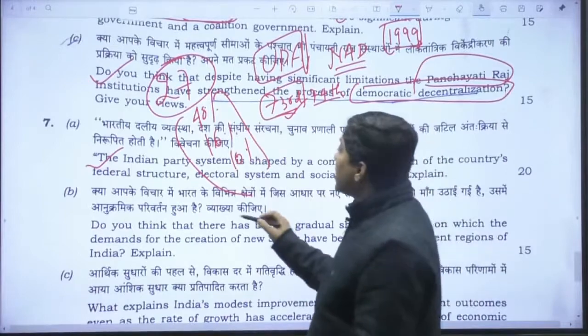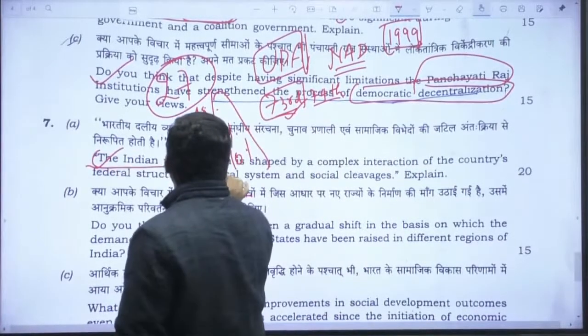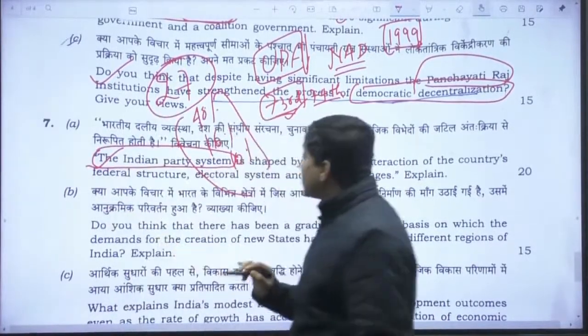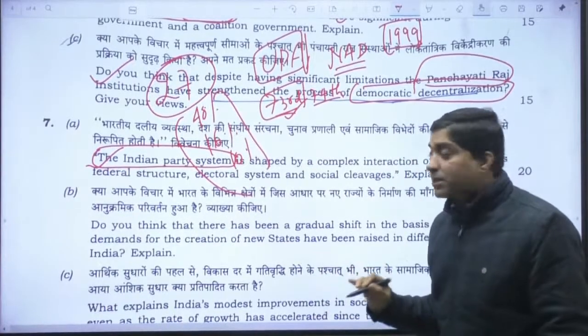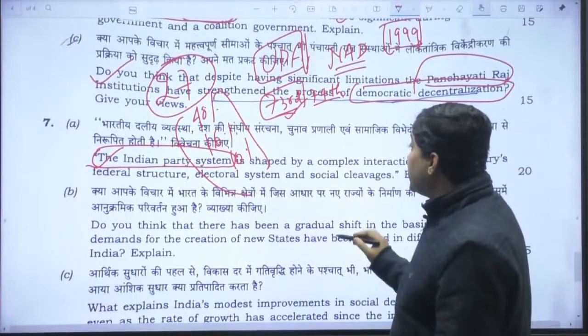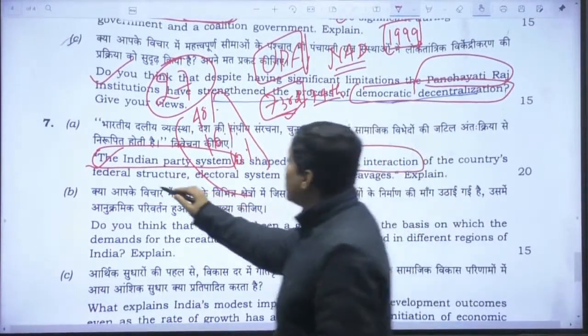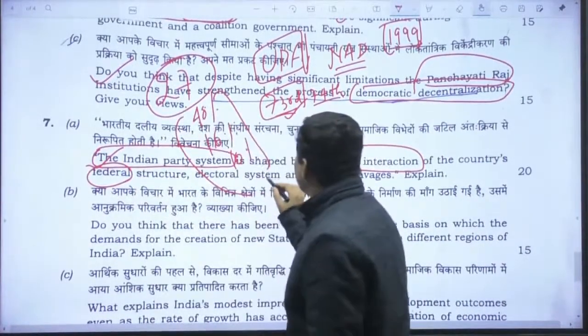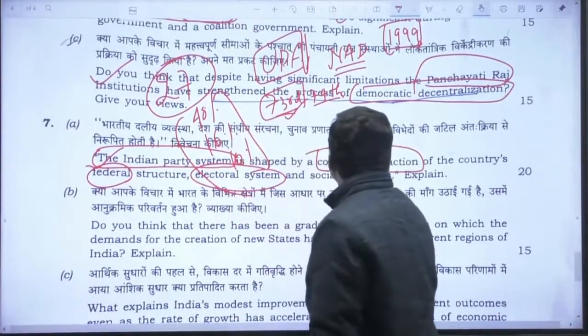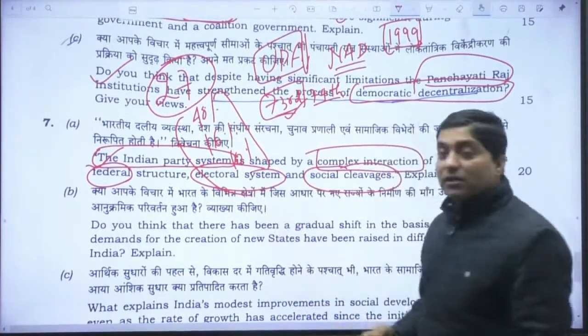Now it is asking about your Indian party system. It says the Indian party system has been shaped by the complex interaction of three things. One is federalism, second is the electoral system, and third is social cleavages.